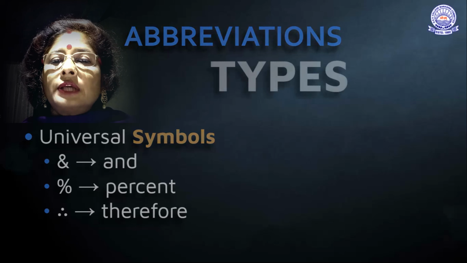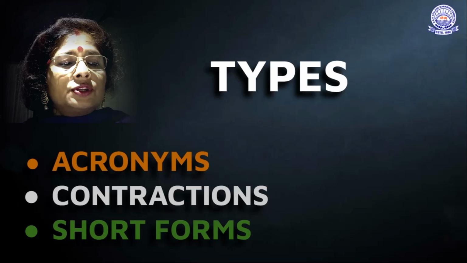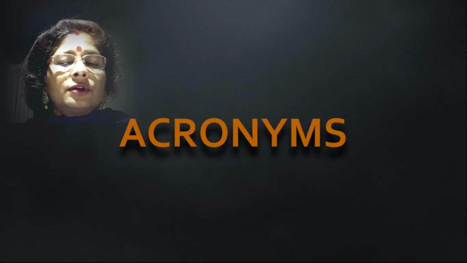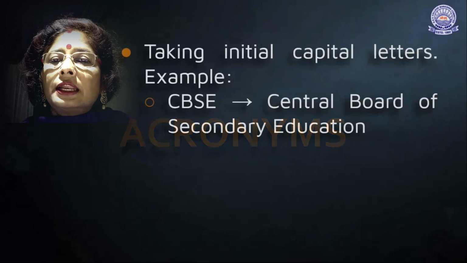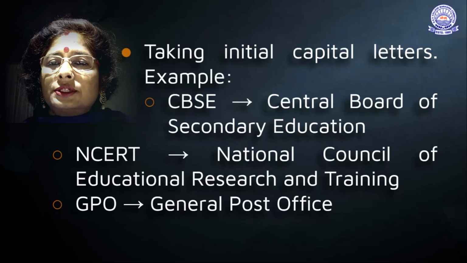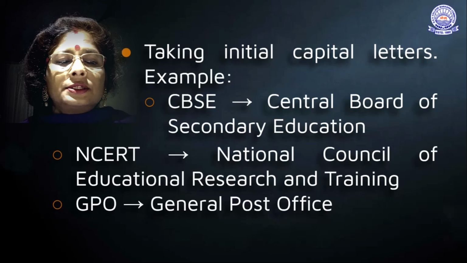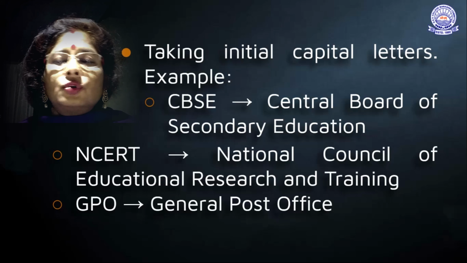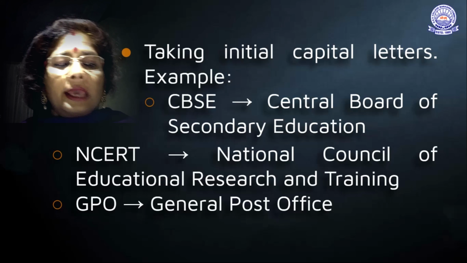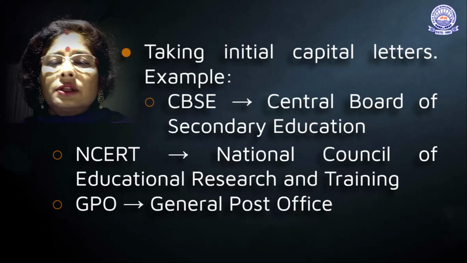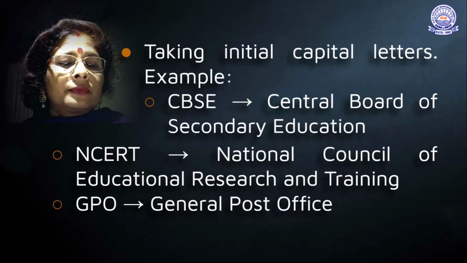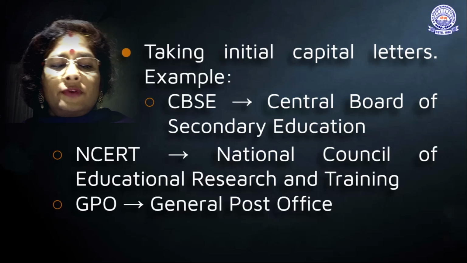When we come to the other types of abbreviations, it can be acronyms. Acronyms means taking the initial capital letters. Example, CBSE, Central Board of Secondary Education. NCERT, National Council of Educational Research and Training. Example, GPO means General Post Office.